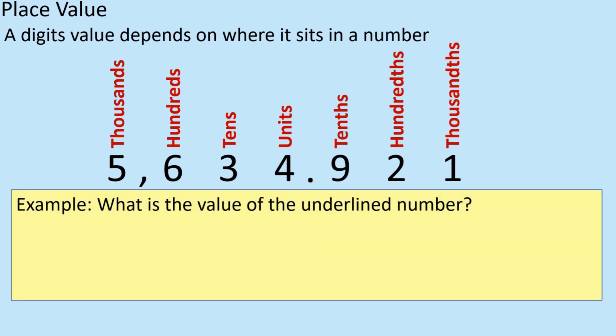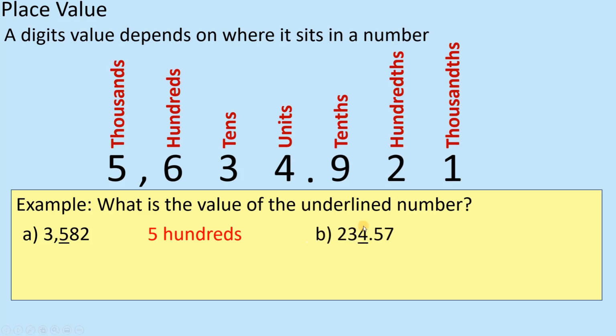So what is the value of the underlined number? Alright, so this is tens, that's hundreds, that's tens, that's ones or units, that's tens, that's hundreds. So this would represent 500. Okay, so 500s.